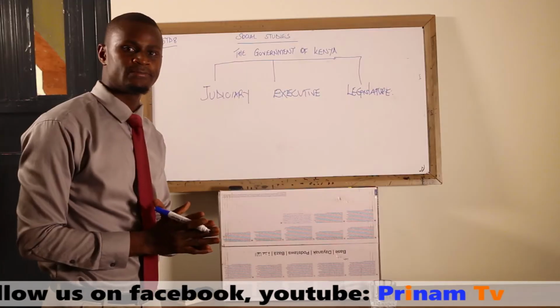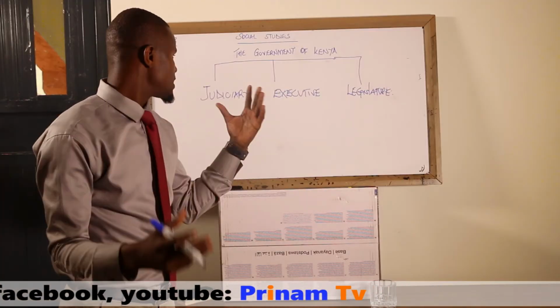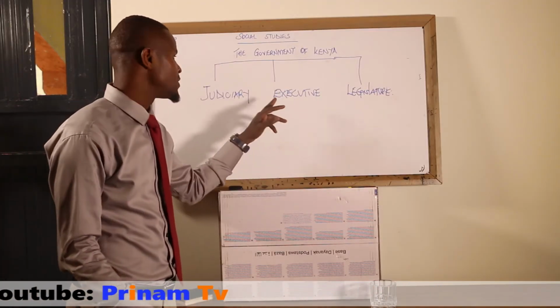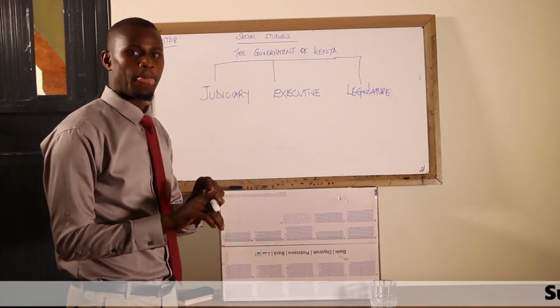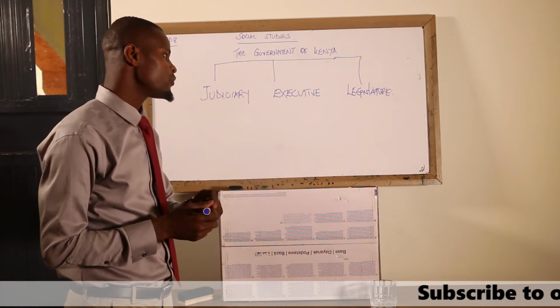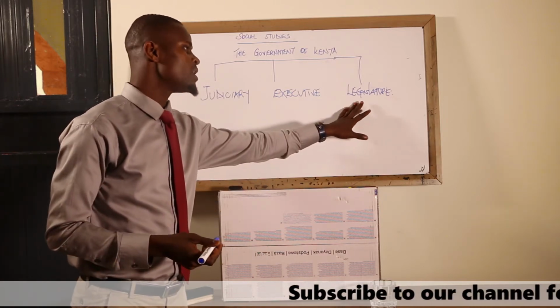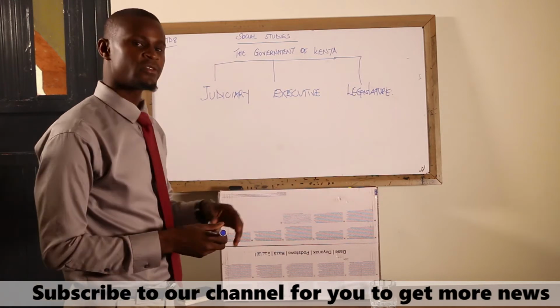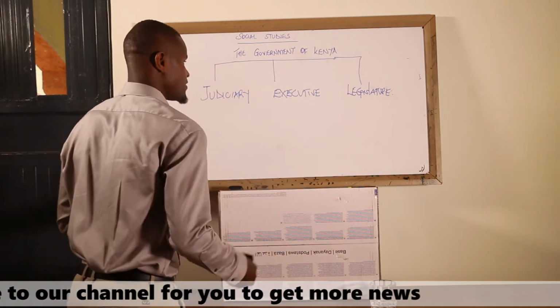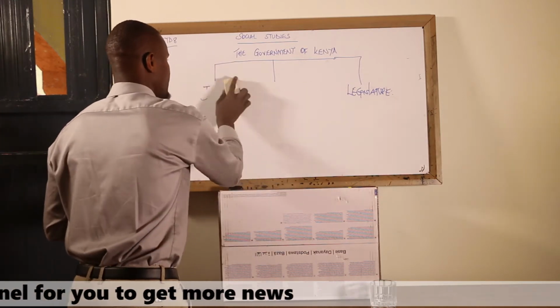So we have got the judiciary, executive, and the legislature. Now I'm going to pick on the legislature so that we look at something about it as we proceed to the rest. Now let's look at the legislature as part of the government of Kenya.